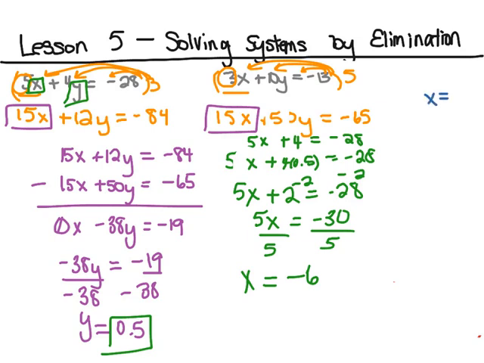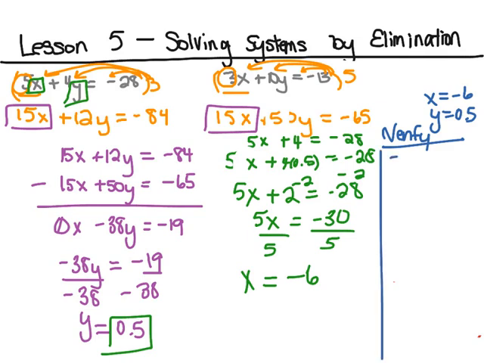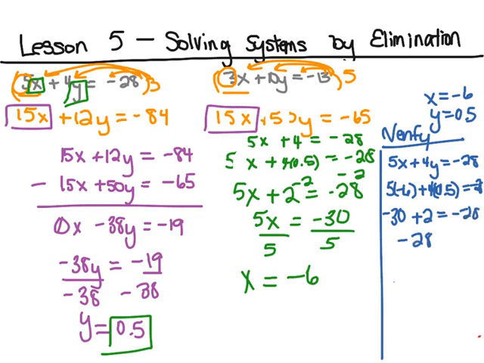So x equals negative 6, y equals 0.5, and we're going to verify. So 5x plus 4y equals negative 28. 5 times negative 6 plus 4 times a half is equal to negative 28. Negative 30 plus 2 is equal to negative 28. And negative 28 is equal to negative 28. So that one works.